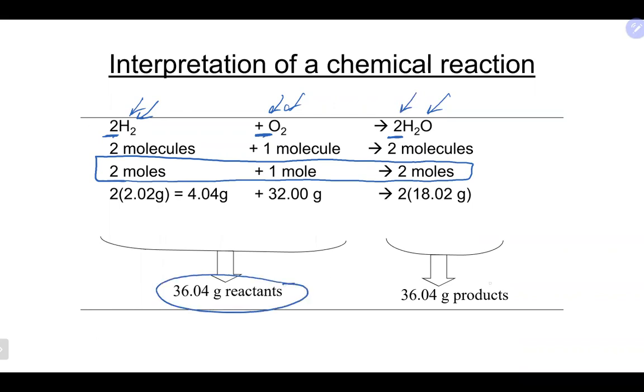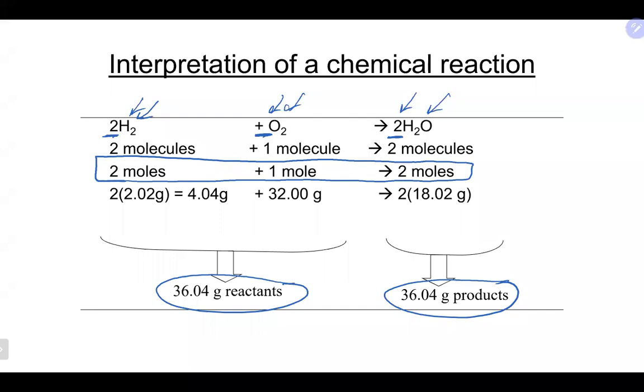The last one is conservation of mass. If you start with 36 grams of reactants, you'll end up with 36 grams of products, because the hydrogen on the left is the same mass as the hydrogen on the right. So we have the same amount. When we balance an equation, right, we end up with the same number of elements on both sides of the arrow. So they weigh the same on both sides. So that's the conservation of mass.